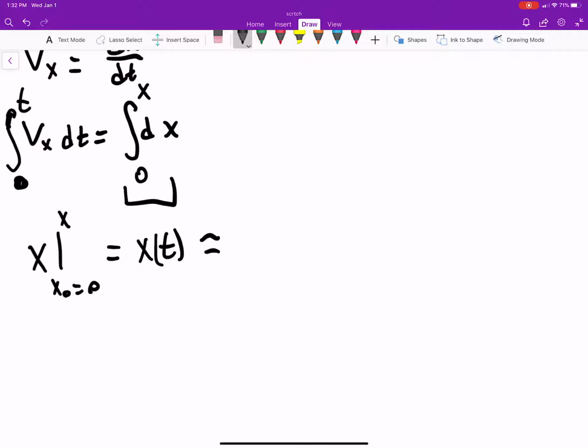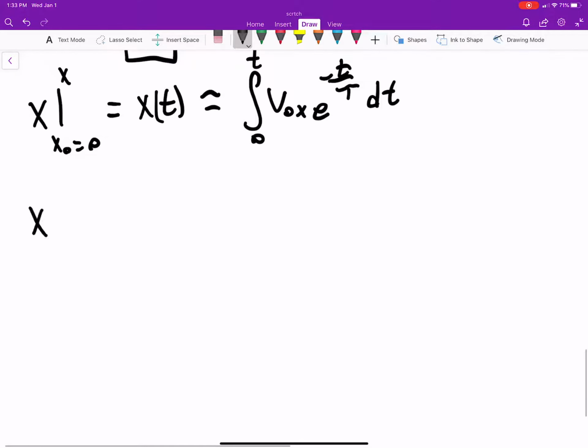Now, what's that equal to? Well, we have the integral from 0 to t of velocity, which we know. We said that was v naught in the x direction times e to the negative t over tau dt. And if x naught, by the way, wasn't equal to 0, we would have to add x naught. But it's 0, so there's not really a need to do that.